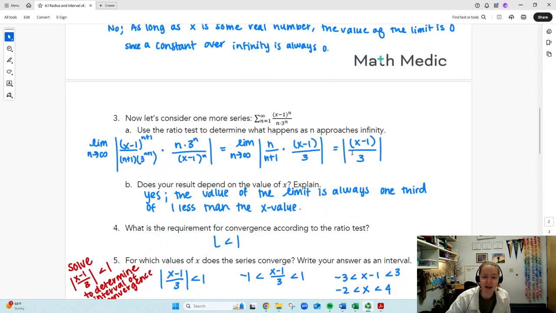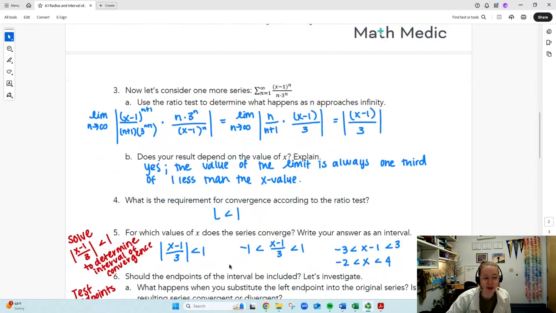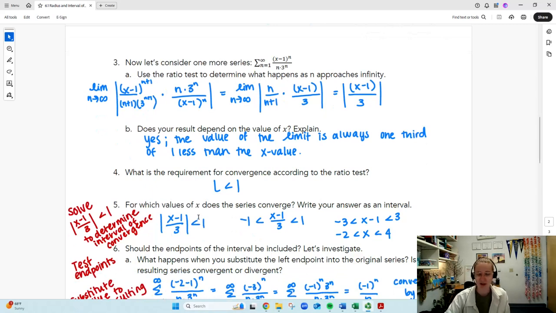So I can take the absolute value of x minus 1 divided by 3, and I know that has to be less than 1, because geometrically my ratio has to be less than 1 as I'm going on. So this is a slightly different interval of convergence.